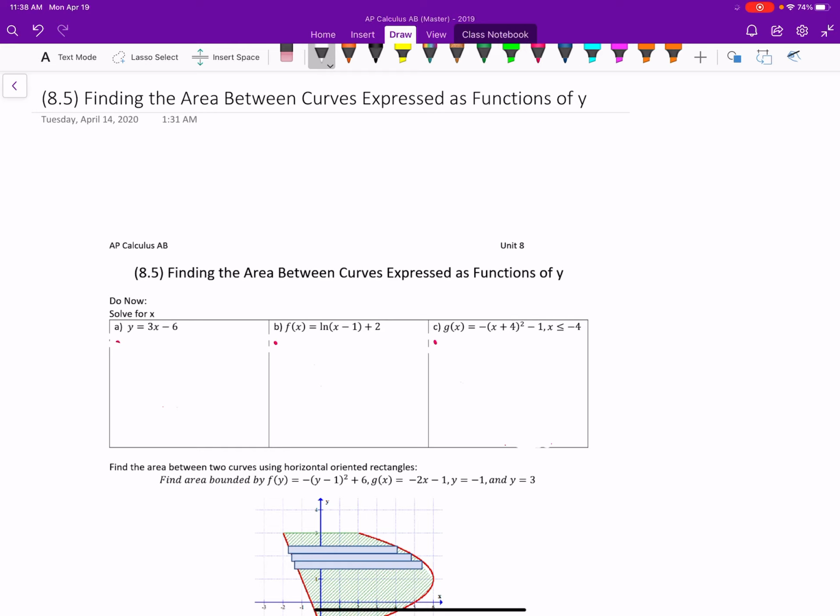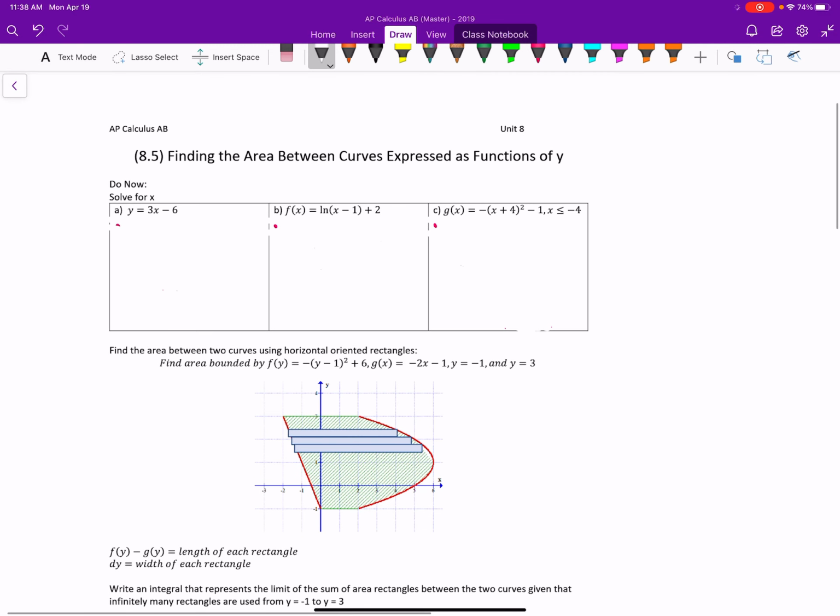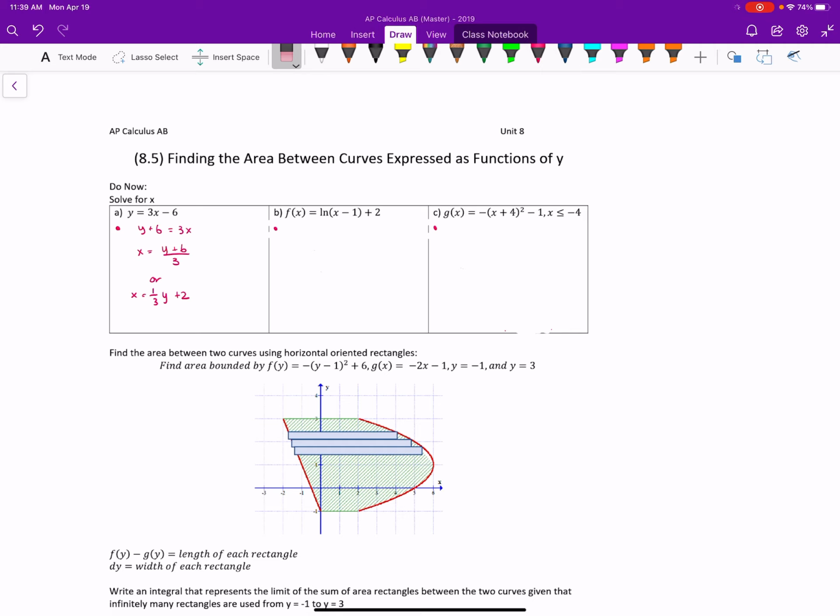But first, if you haven't done the do now yet, please do that now. You're solving for x in terms of y for each of these. I'll show you the answer. So pause the video and try. Sorry, it's just for A, my 6's look like B's, but it's supposed to be a 6.